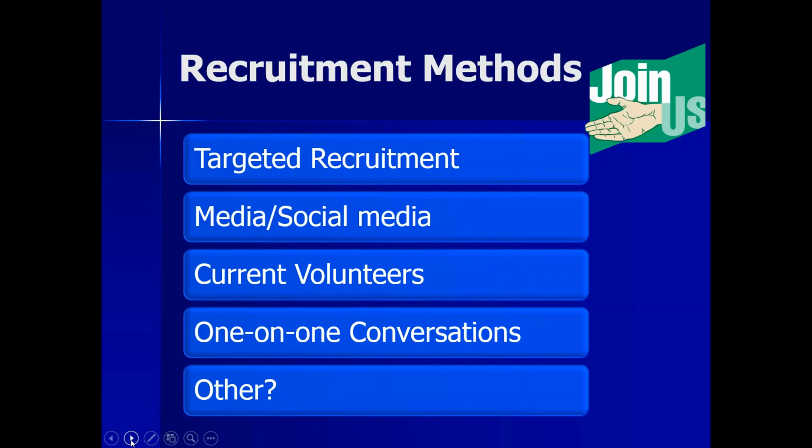And it's not often that people walk in off the street just asking to volunteer. It does happen sometimes. But it's also really important to get out of your office and talk to people. Volunteer recruitment is an interactive experience, and so we need to make sure that we keep that in mind when we're working at recruiting volunteers.